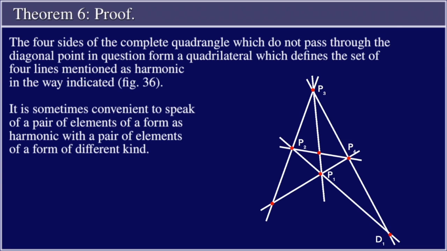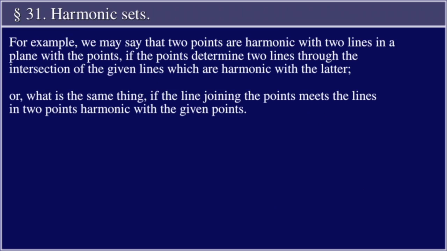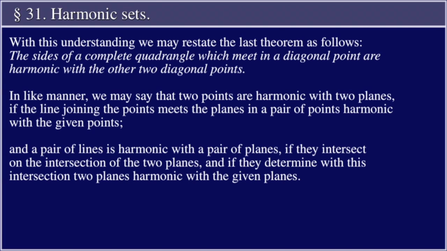Figure 36. It is sometimes convenient to speak of the pair of elements of a form as harmonic with a pair of elements of a form of different kind. For example, we may say that two points are harmonic with two lines in a plane with the points, if the points determine two lines through the intersection of the given lines which are harmonic with the latter. Or, what is the same thing, if the line joining the points meets the lines in 2 points harmonic with the given points. With this understanding, we may restate the last theorem as follows. The sides of a complete quadrangle which meet in a diagonal point are harmonic with the other two diagonal points.